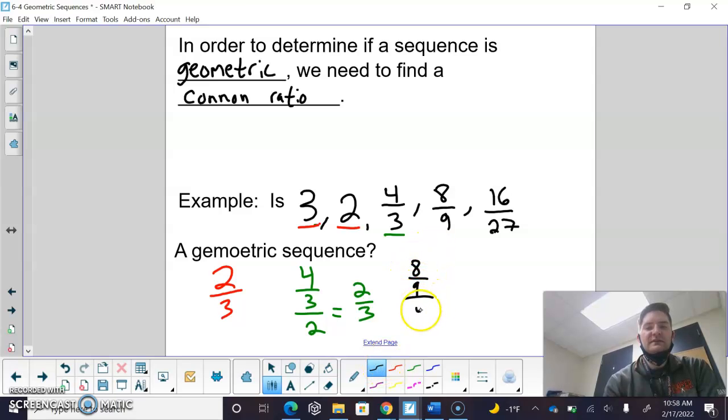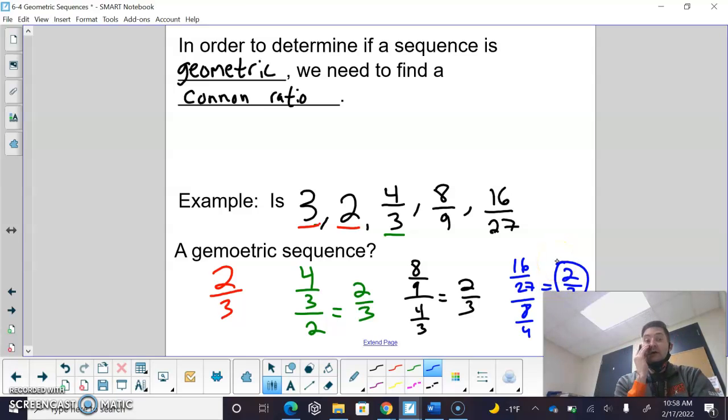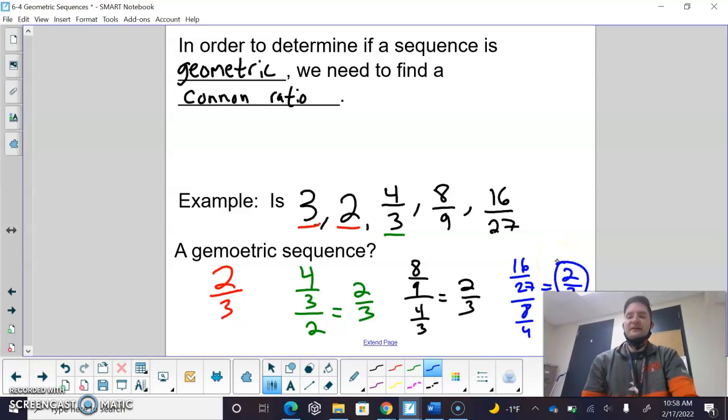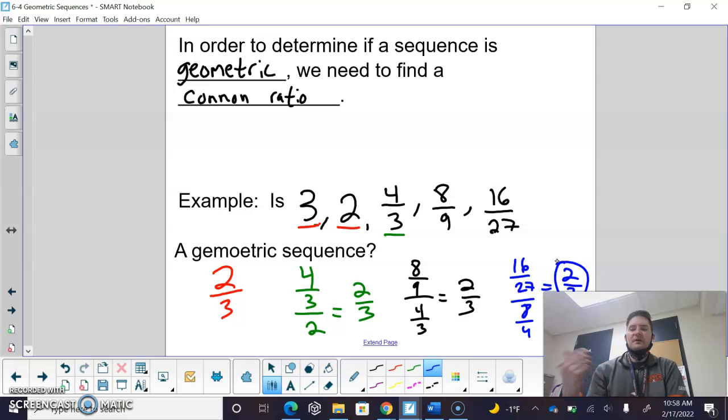And what you can see is as we continue to do this, for this example, every time we do that, we end up with 2/3. So when you're doing this division and you're finding out that you are getting the same number every single time, that's the common ratio. That's a geometric sequence. So yes, this is a geometric sequence.